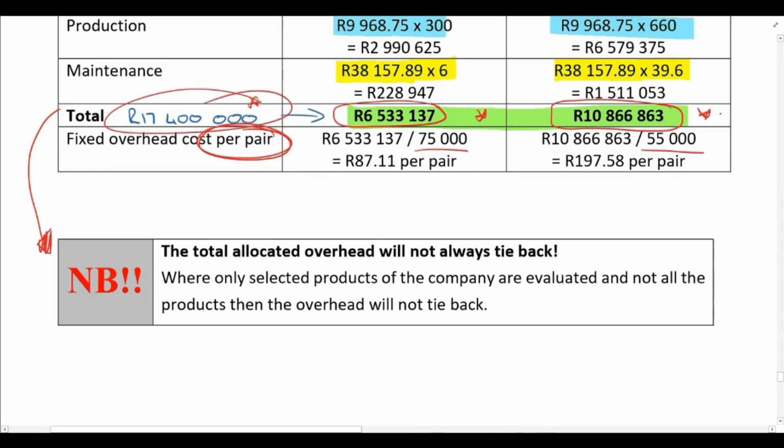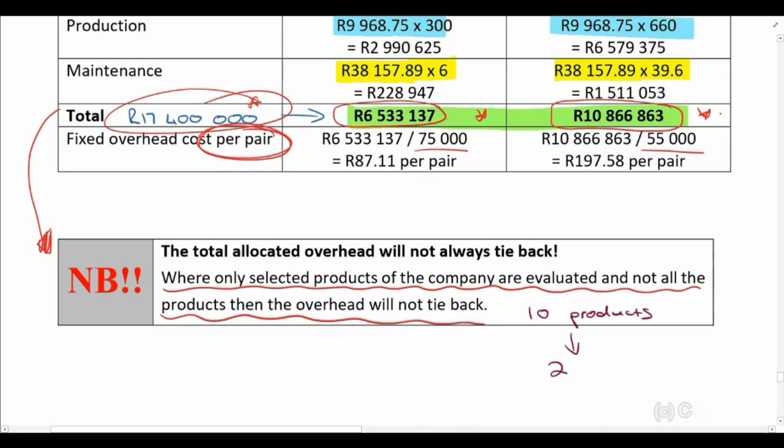It won't necessarily always happen like that, because sometimes we are only dealing with selected products of the company and not all of the products. So you might have a question where the company maybe has 10 products, but we are actually only looking at 2 of the 10 products. And if we only look at 2 of the 10 products, obviously the total cost over here isn't going to tie back to the total cost for 10 products, because we're only analyzing 2 of their 10 products that they have.